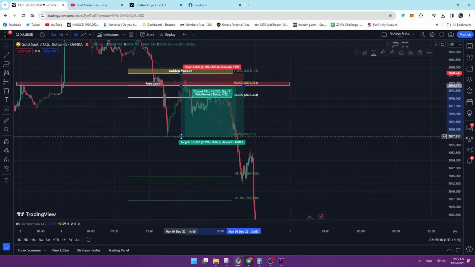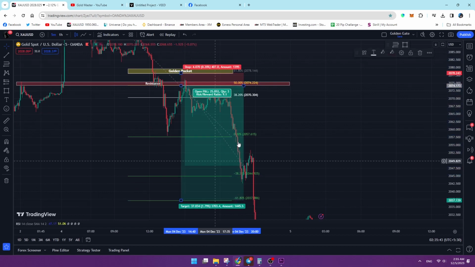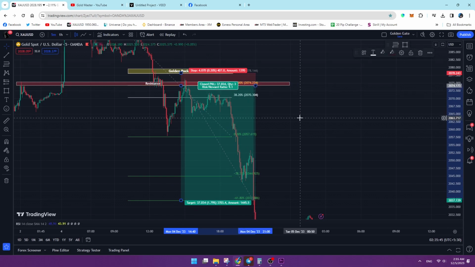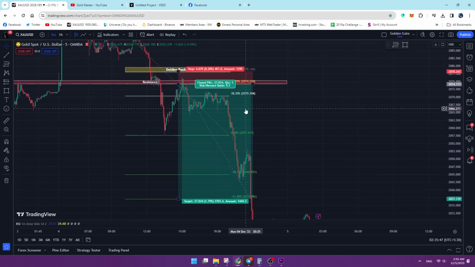Okay, that's enough with the Fibonacci tool. I'll explain more later. I have more powerful weapons in my arsenal.